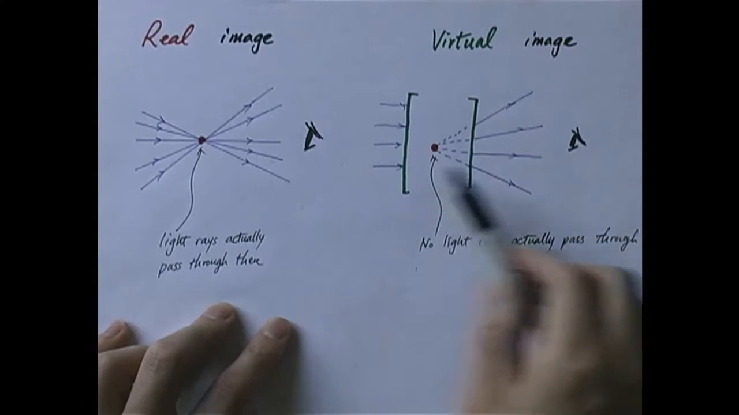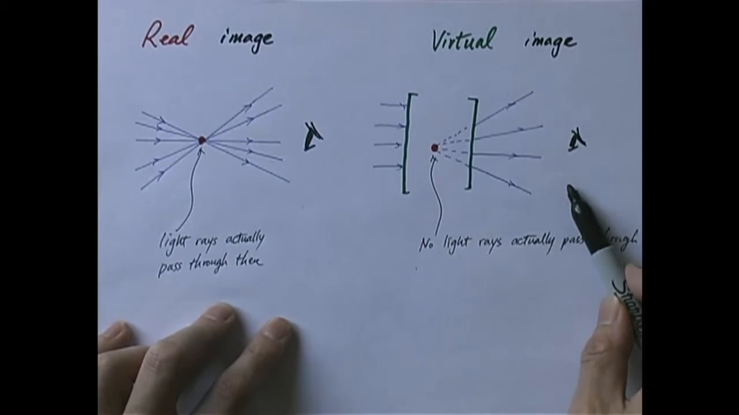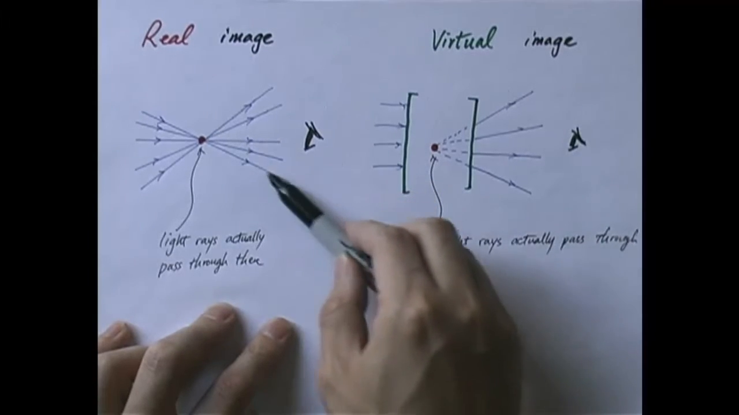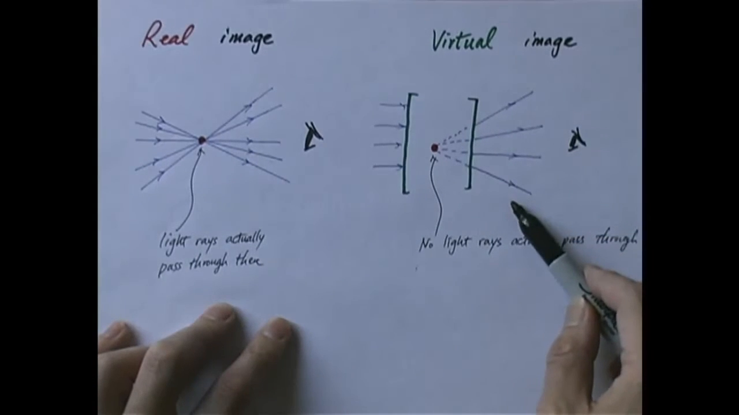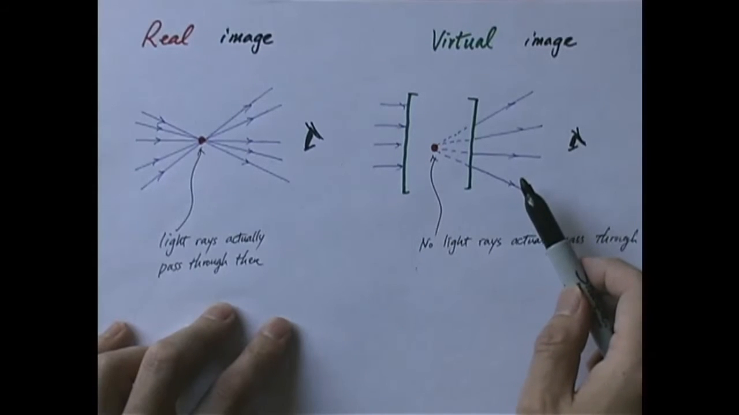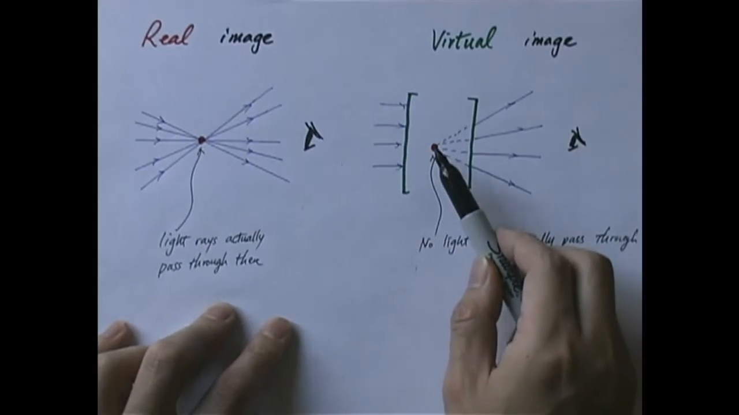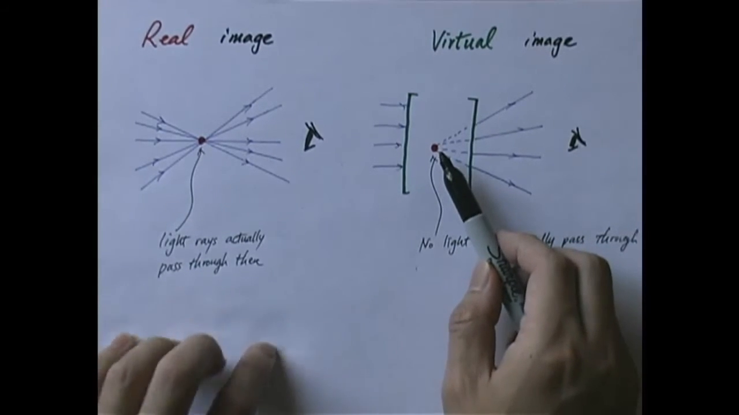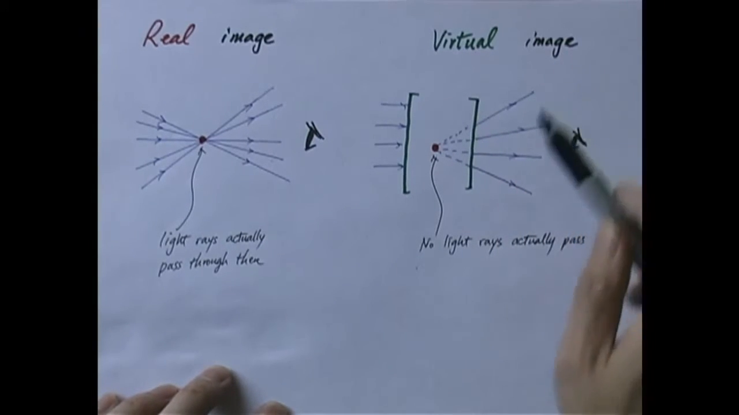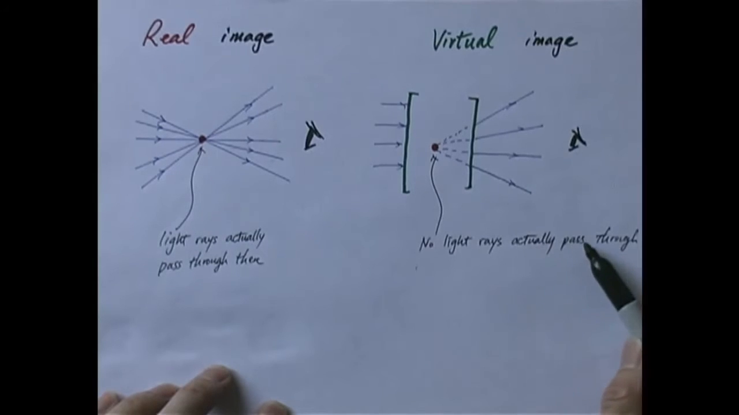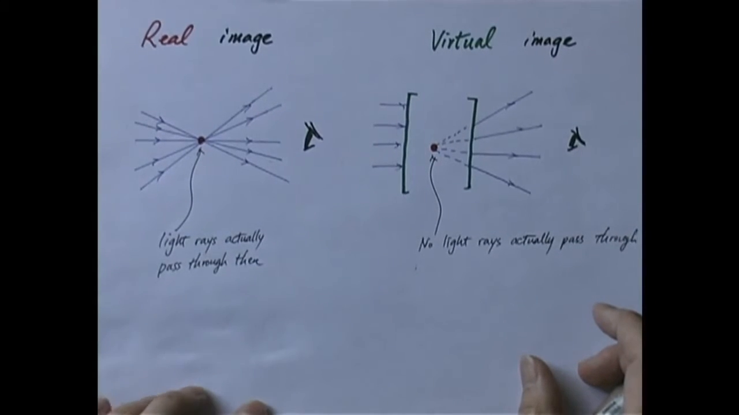In fact, look at these two cases. Here we have light rays going this way, coming from a real point. Here you get light rays which appear to be divergent in the same way as that, except that they do not really come from that point, but they appear to be doing so. This is an example of what's called a virtual image. No light rays actually pass through that point, but it can nonetheless still be very convincing.